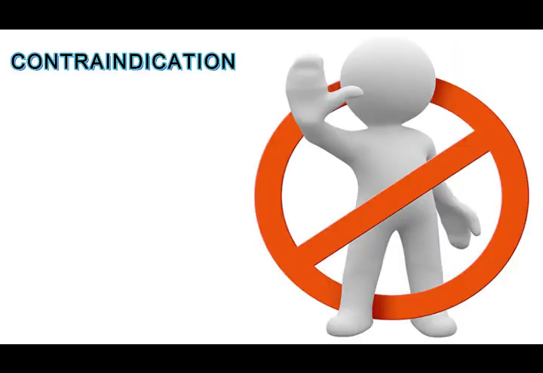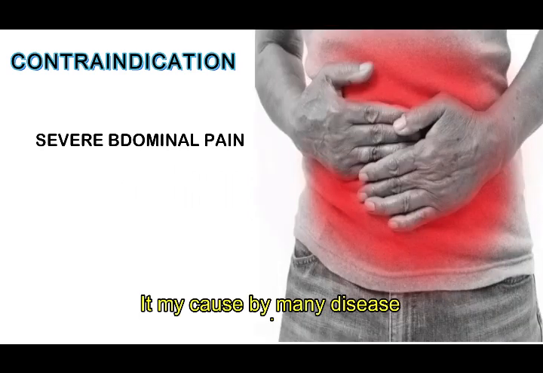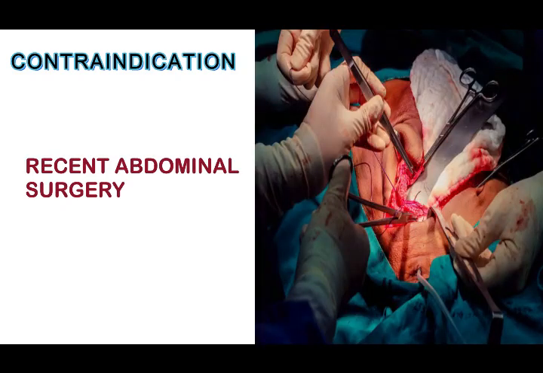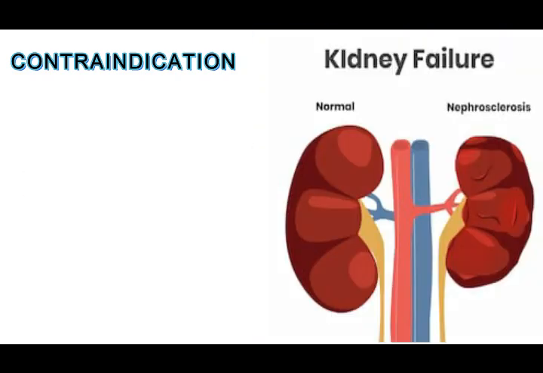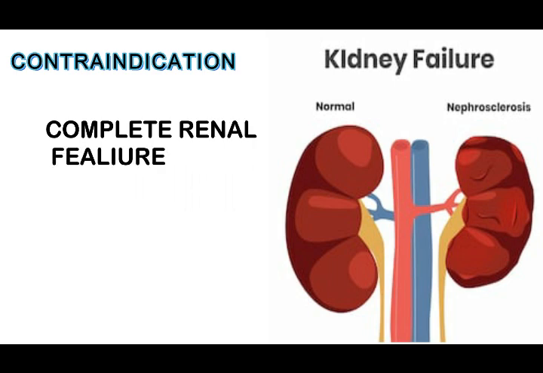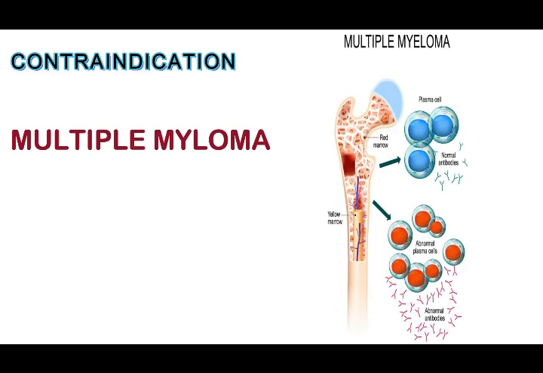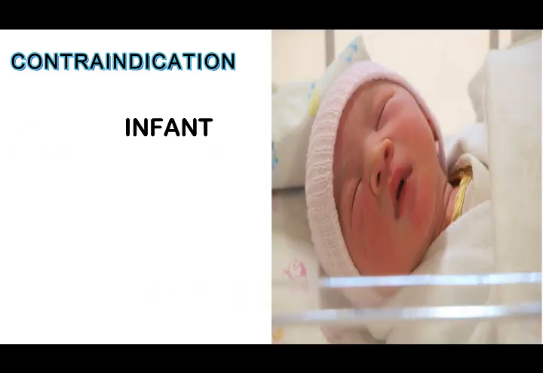Now, when can't we perform this procedure? These critical conditions are contraindications. Severe abdominal pain, which may be caused by many diseases. The second one is recent abdominal surgery. And the third one, complete renal failure, is a contraindication for this procedure. Also multiple myeloma, a cancer of plasma cells, and infancy.